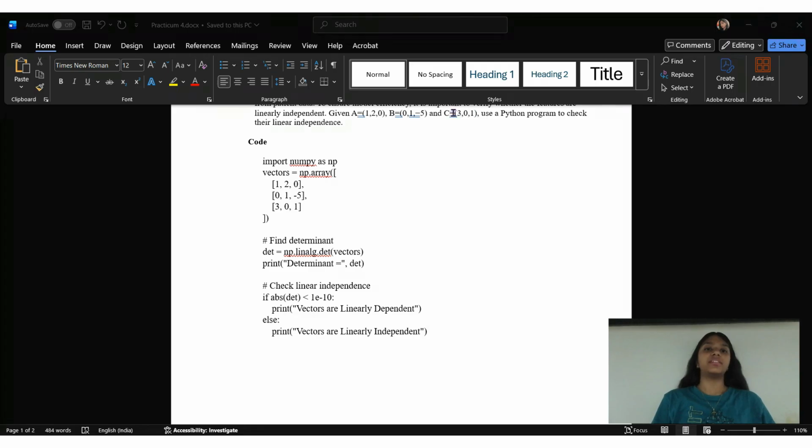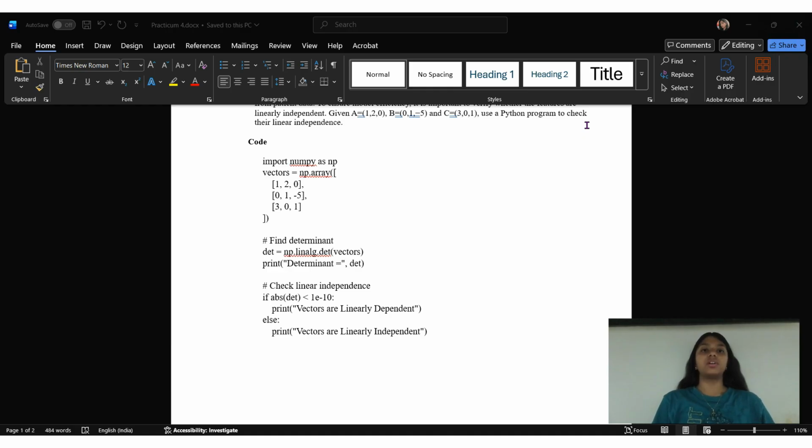To answer this, we calculate the determinant of the matrix in NumPy. That's done with np.linalg.det(vectors). The determinant tells us whether the matrix is invertible. If the determinant is 0, the matrix is singular, which means the vectors are linearly dependent. If the determinant is non-zero, the vectors are linearly independent.